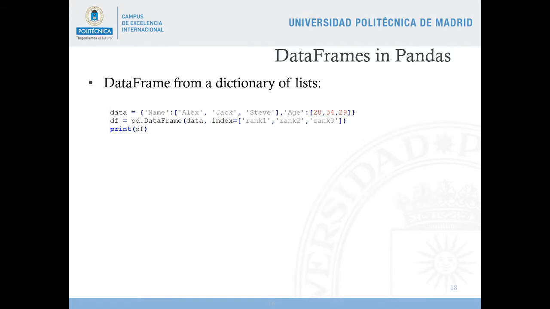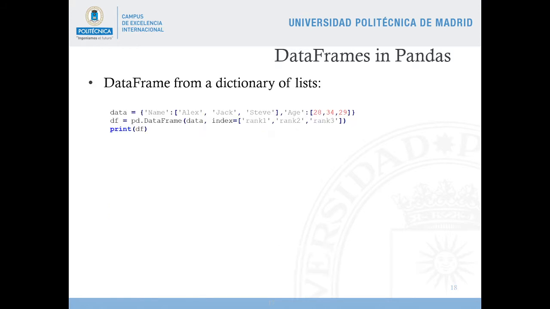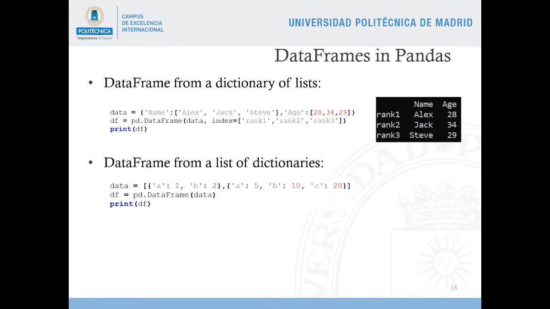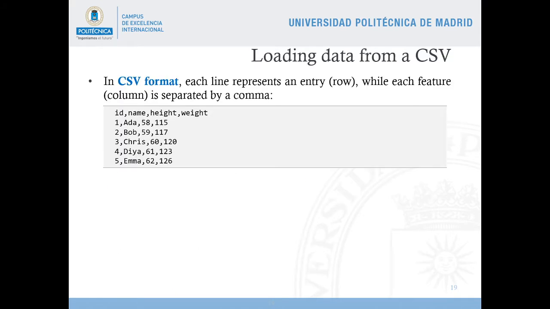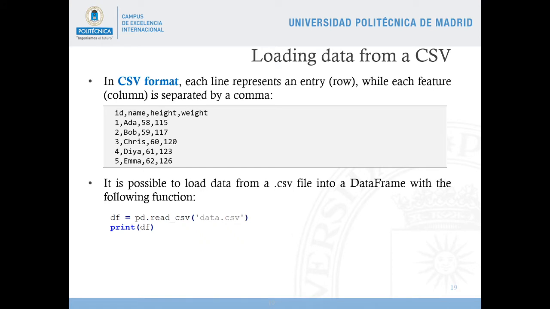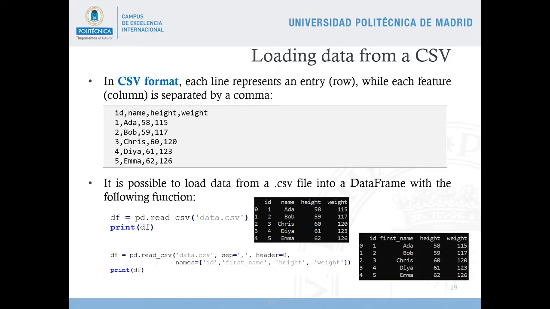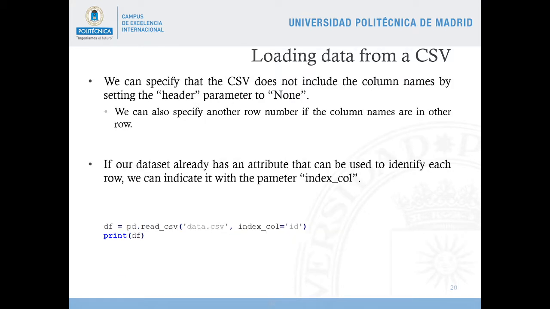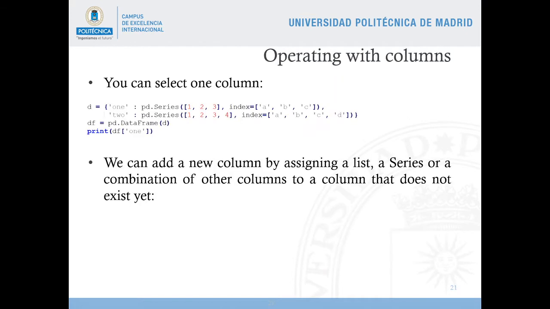Well, we learned how to create an empty data frame, a data frame from a list, a data frame from a dictionary of lists, a data frame from a list of dictionaries, or a data frame from a dictionary of series, for instance. Okay. Also, how to load a data frame from a CSV file. We have here an example given the column names. Okay. Well, different options for setting the names of the columns.